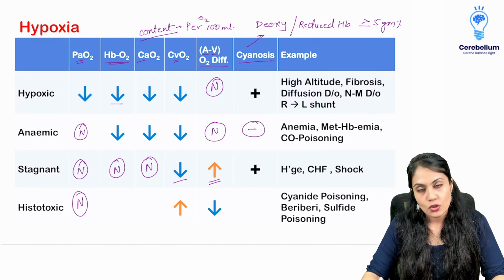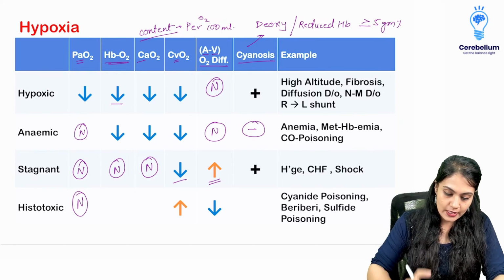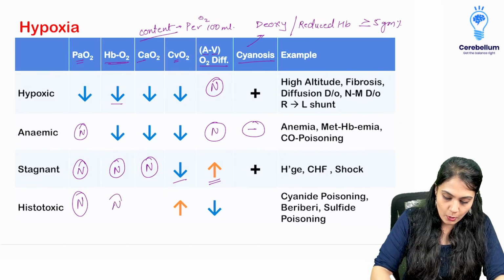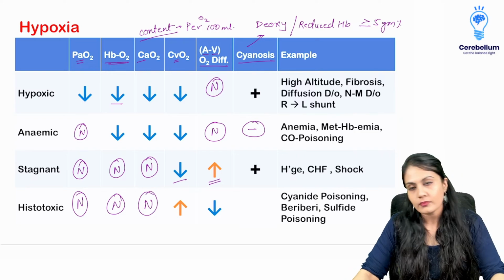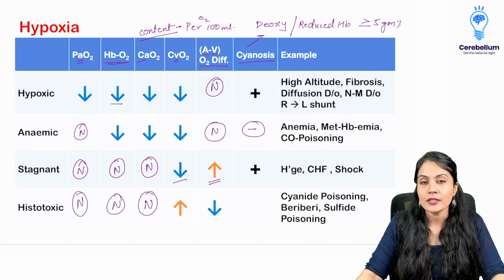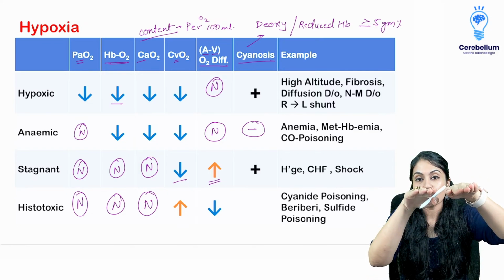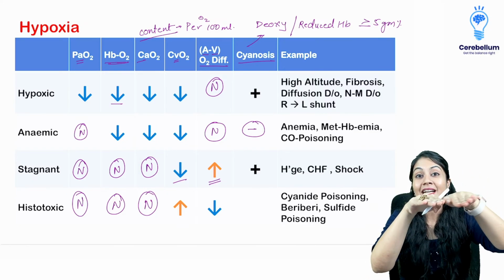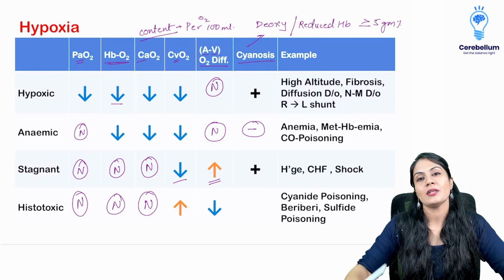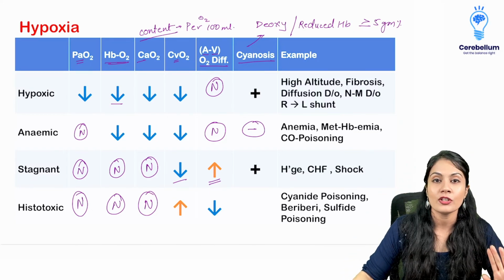Let's come on to the histotoxic hypoxia. In histotoxic hypoxia everything is going to be fine. What is the problem? The problem is the tissue itself. Tissue is not extracting the oxygen. So what will happen to the CvO2? CvO2 eventually is going to rise. So what will happen to the difference? The difference is going to vanish or it will abolish after some time.